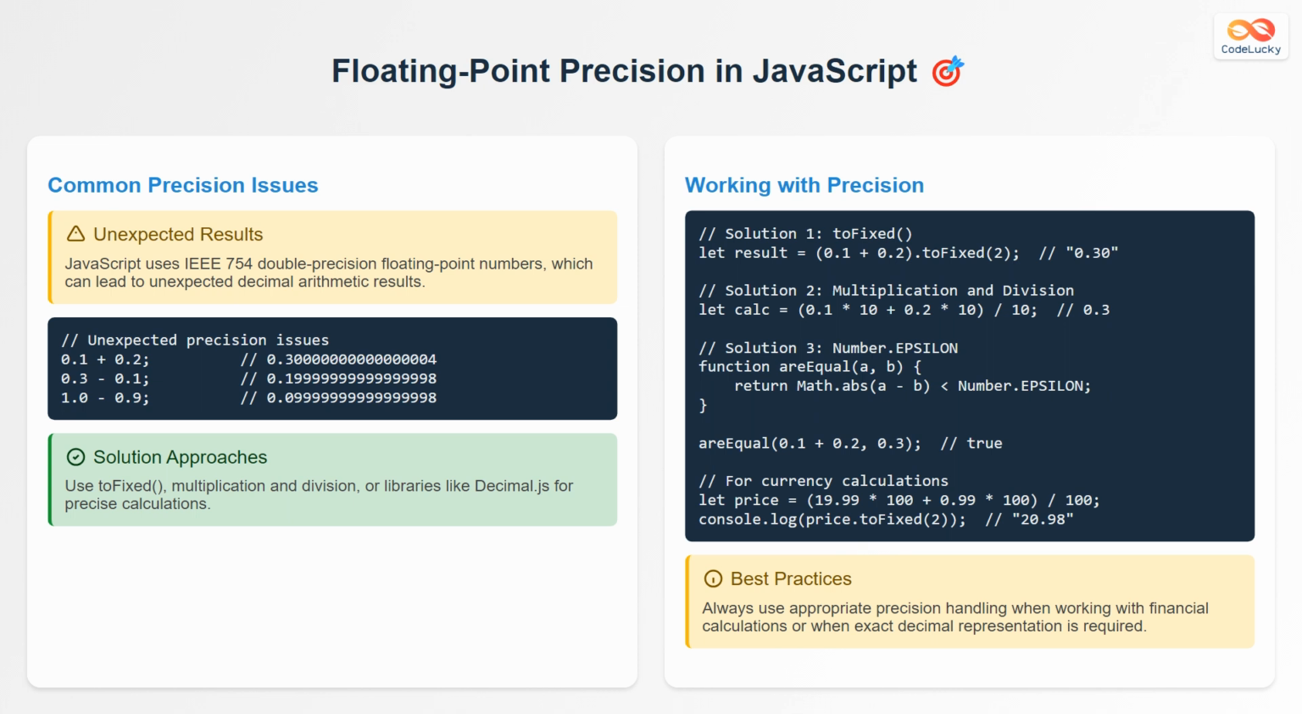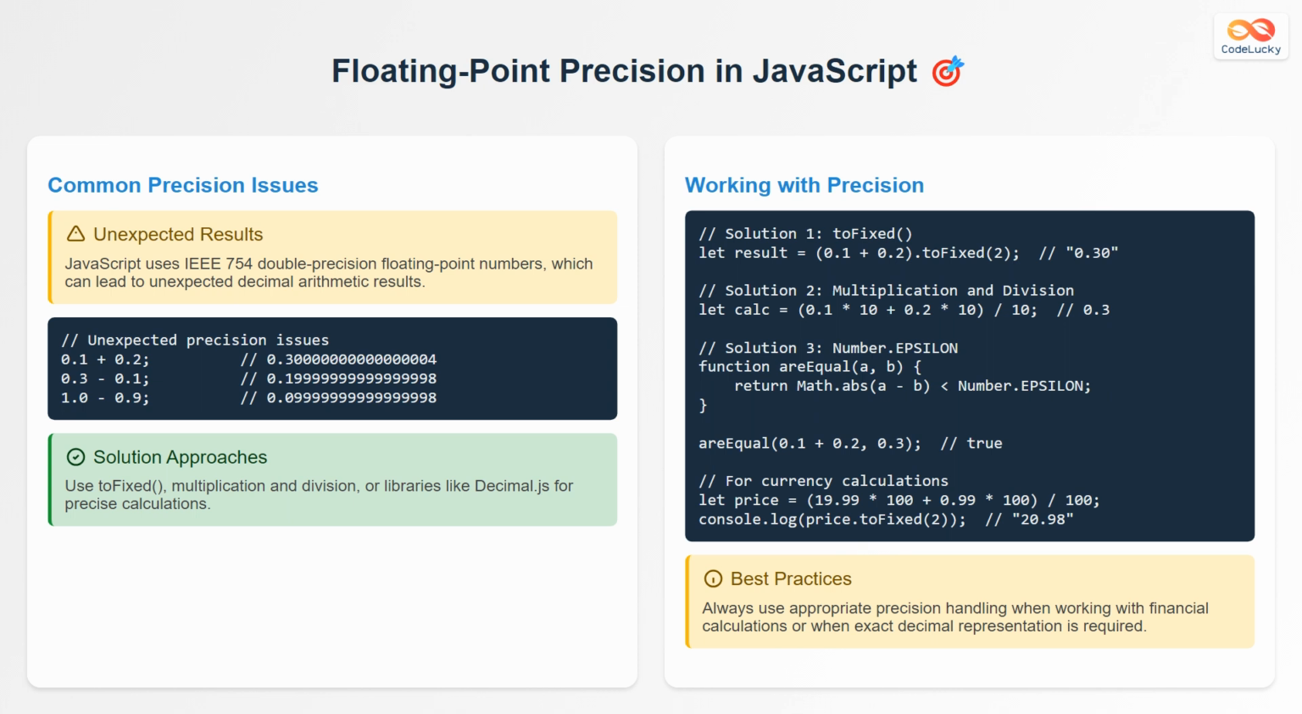Fortunately, there are a few ways to work around this. The first is by using the toFixed method. When you use toFixed, you can specify the number of decimal places you want to keep. For example, if you have 0.1 plus 0.2, and you call toFixed with 2, you will get the string 0.30.